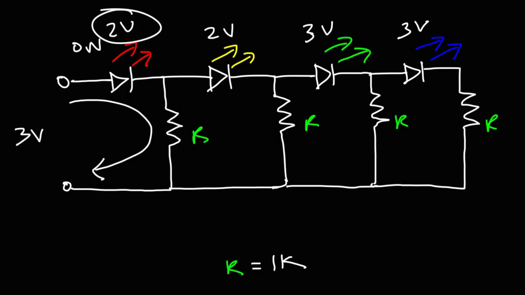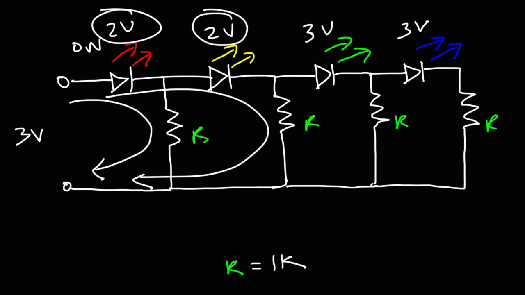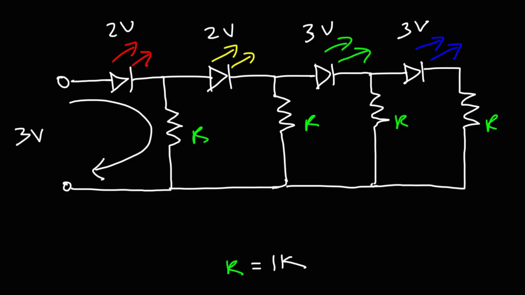Now, the 3-volt battery doesn't have the voltage needed to direct current through the second branch because the total voltage drop is at least 4 volts. So the yellow LED will be off, but the red LED will be on, which means that the green and the blue LEDs will be off for the 3-volt battery.